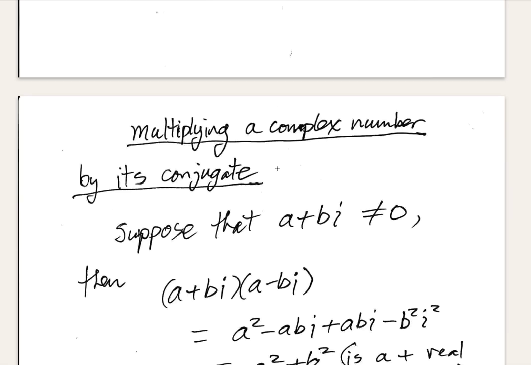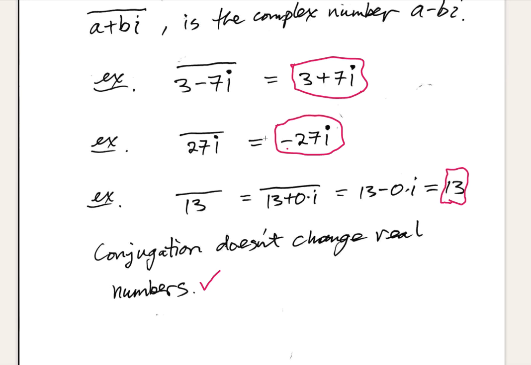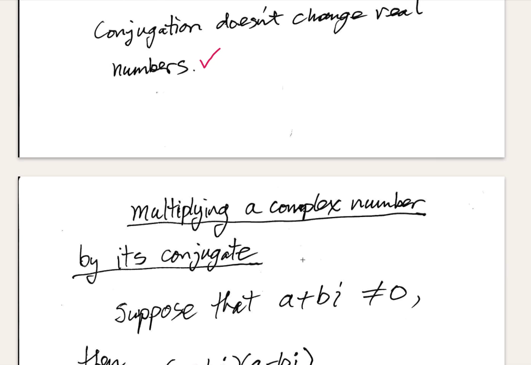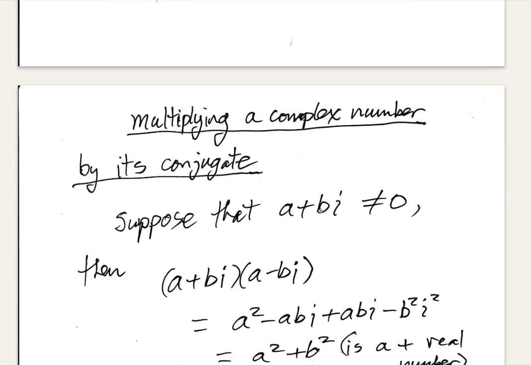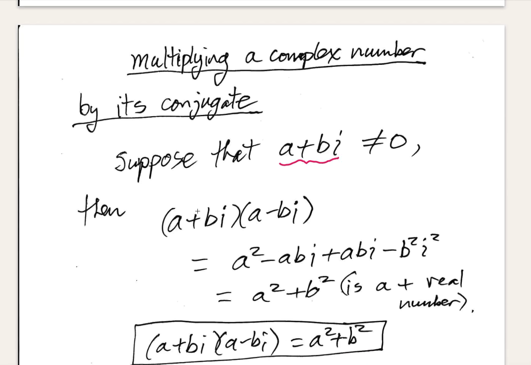Now let's talk about this situation that we had up here in greater generality. Multiplying a complex number by its conjugate. Suppose that this is a non-zero number. Now it could actually be zero here, but I'm going to assume it's non-zero in the following statement I'm going to make. Suppose I've got that complex number a plus bi, and I multiply it by its conjugate a minus bi.